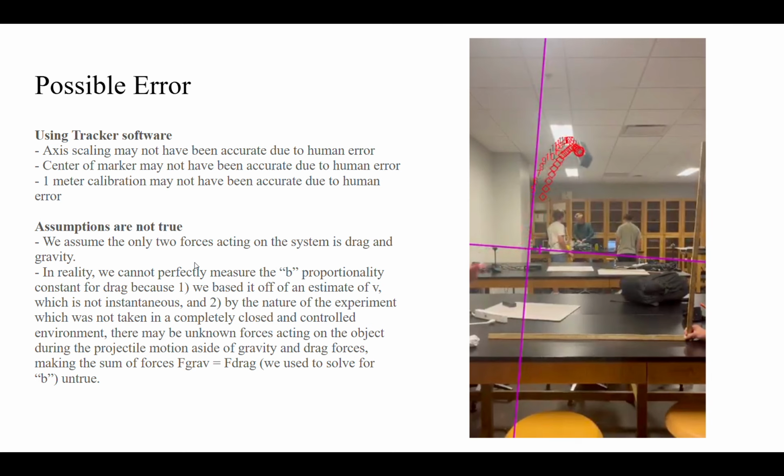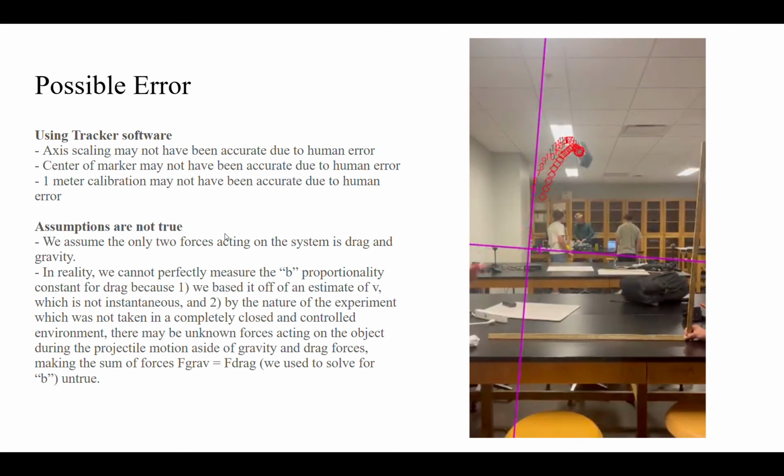A lot of the error in the tracker software is human error, like scaling, calibration, and marking the center of the object, and also the assumptions aren't true because we assume that there are only two forces acting on the system, which are drag and gravity. But in reality, we can't perfectly measure the proportionality constant for drag because one, we based it off of an estimate of v, which isn't instantaneous, and two, by the nature of the experiment, it wasn't taken in a closed and completely controlled environment.